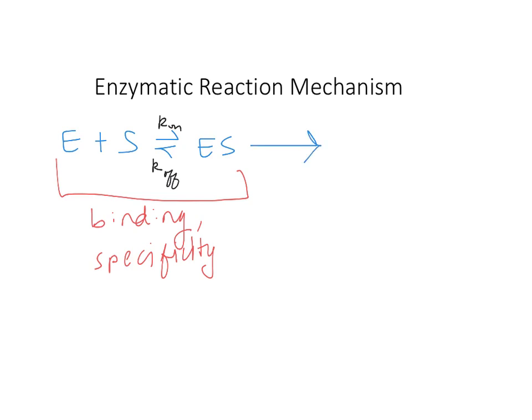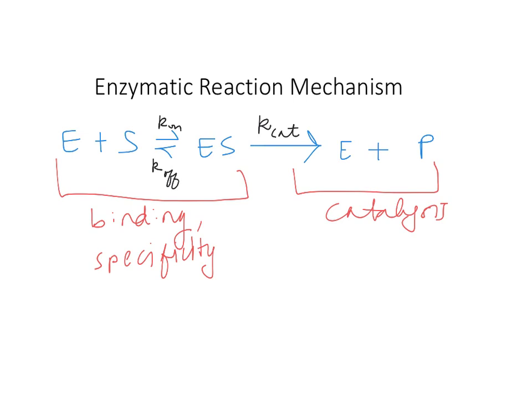And then the second part is catalysis. So this is where the substrate is being chemically altered, bonds are broken, bonds are made, something is changing in the substrate to a product, and then that product leaves the enzyme. So the second part right here is catalysis. And we call the rate here k with a little cat for catalysis. That rate is for catalysis. So the first part is binding, the second part is catalysis.